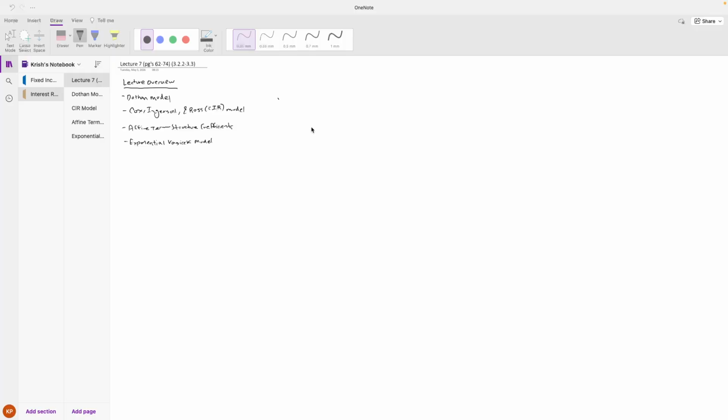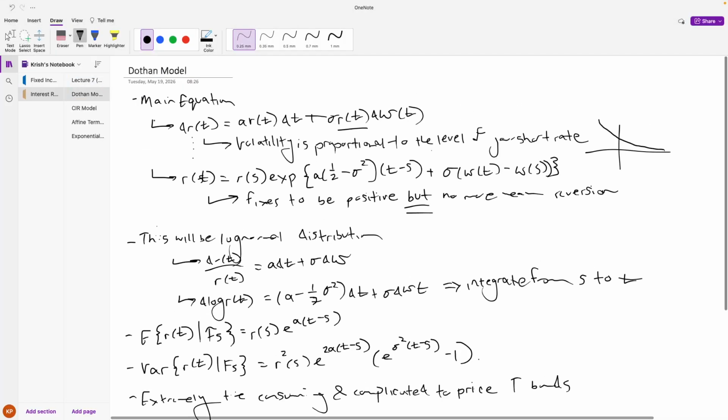issue was that it gave negative rates, right? We had Gaussian structure, we had normal distribution, we had tractability, right? The only thing was it was negative rates. And so what we're trying to solve now is trying to keep all the properties that made Vasicek very strong while still solving the positive rate issue. So that's what we're going to try and do. Okay? So we're going to go ahead and start with the Dothan model.